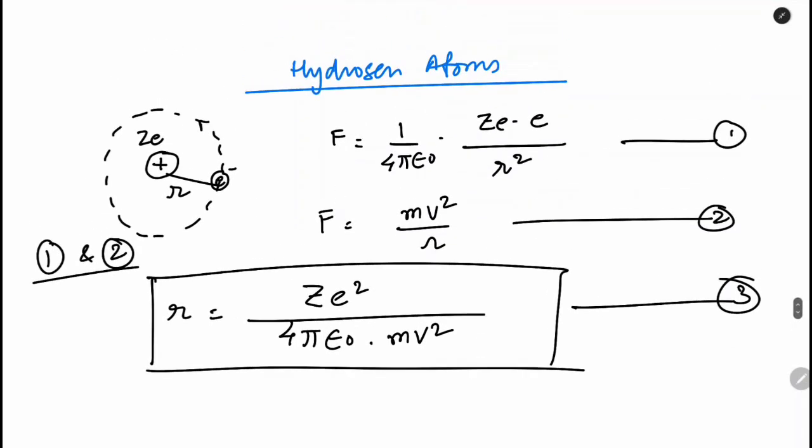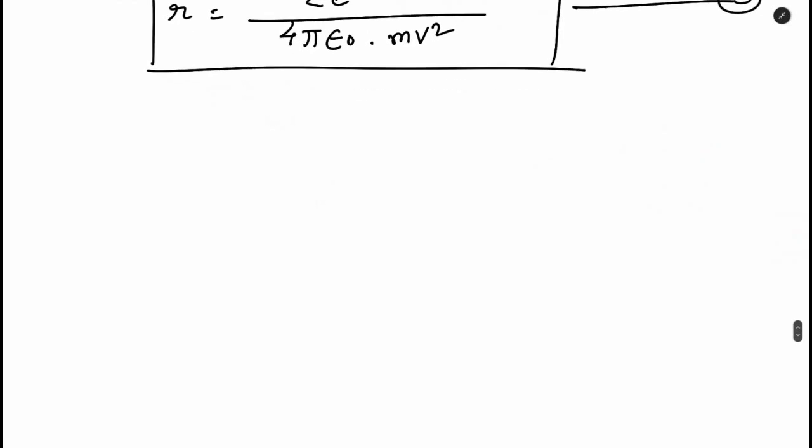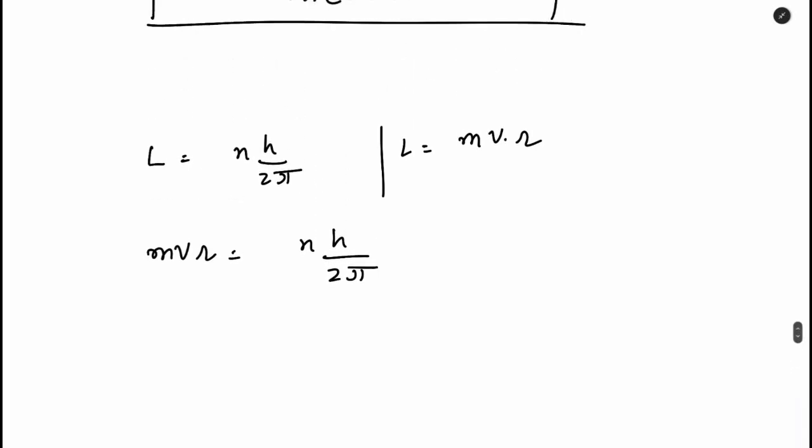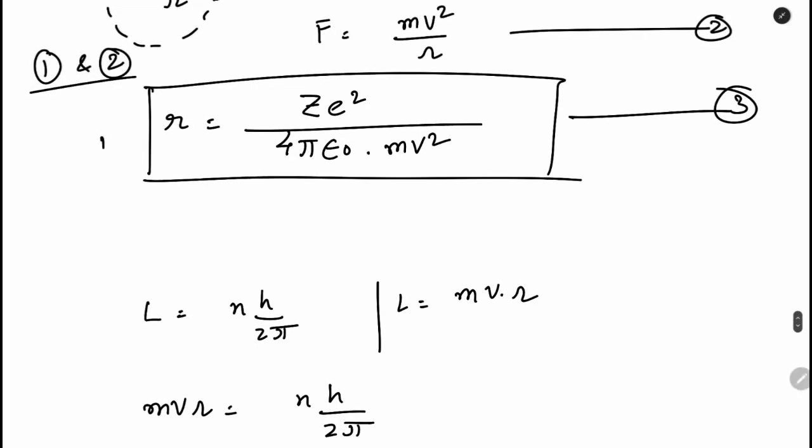This is the basis. Okay, now just now we have seen that Bohr's fourth postulate says L = nh/2π, where L is the angular momentum, which is also written as mvr. So we will write mvr = nh/2π. Okay, and just now we have seen we have got the new value of r.